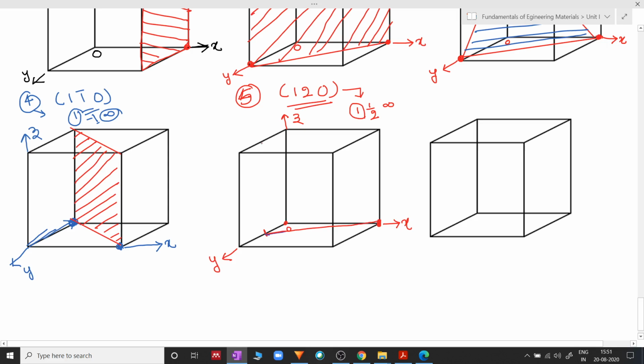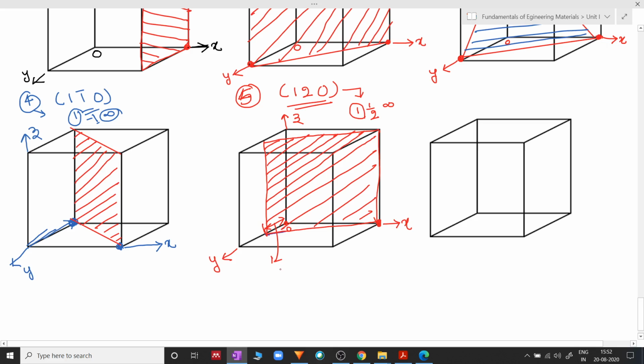joining these 2 points, okay, and parallel to z axis. Okay. So this is my 120 plane, 120 crystallographic plane. We need to understand that this distance is 1 by 2. Okay, this is 1 by 2 distance, 1 by 2 units. Okay.